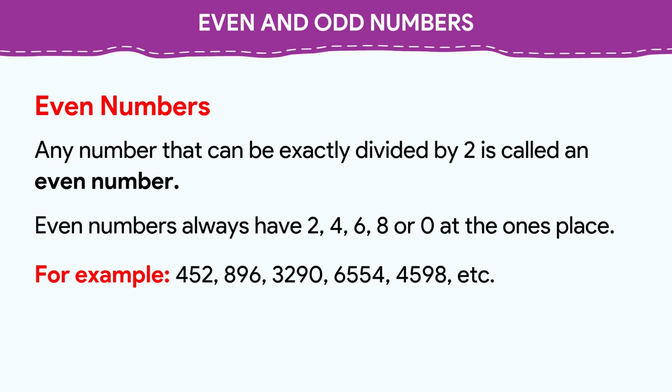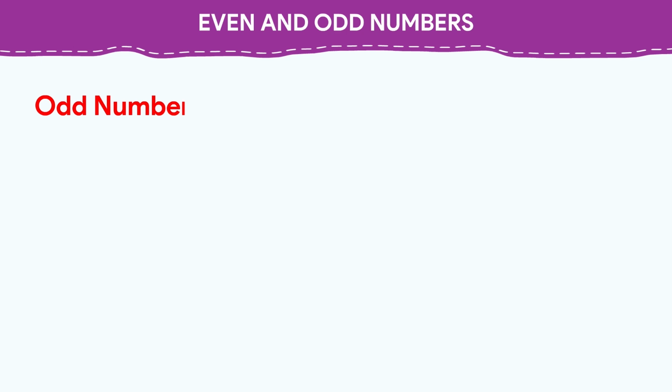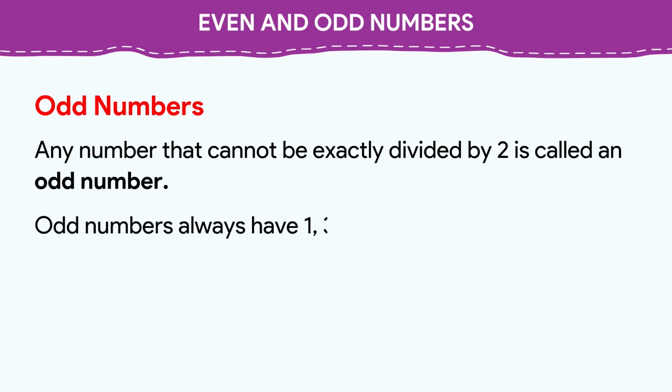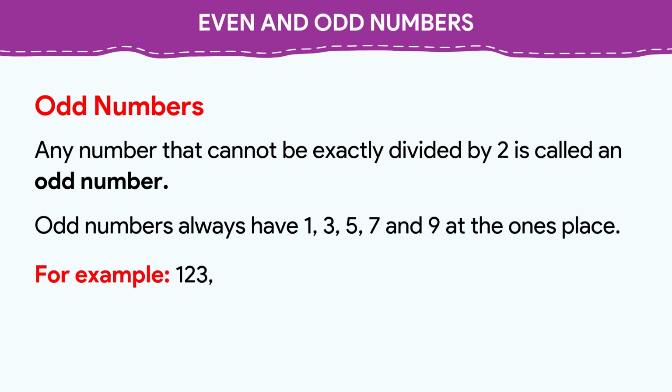4598, etc. Odd numbers. Any number that cannot be exactly divided by 2 is called an odd number. Odd numbers always have 1, 3, 5, 7 and 9 at the ones place. For example, 123, 871, 3299, 6555, 4597, etc.